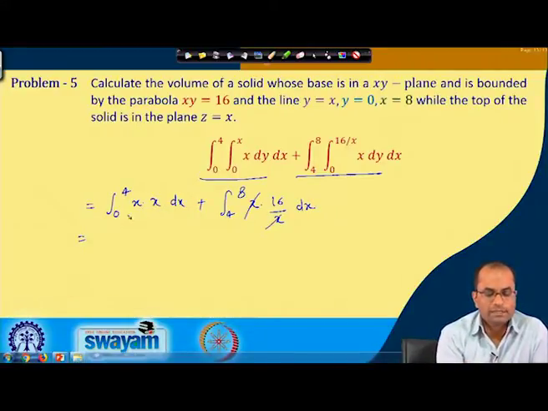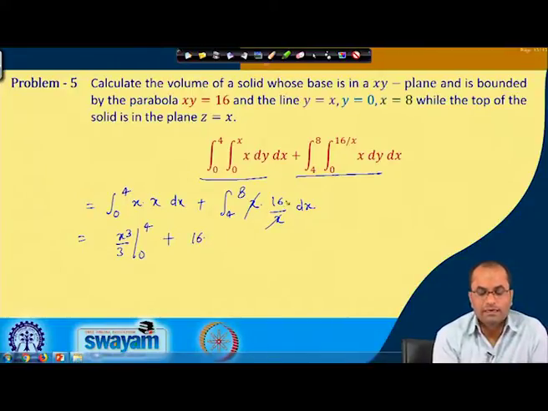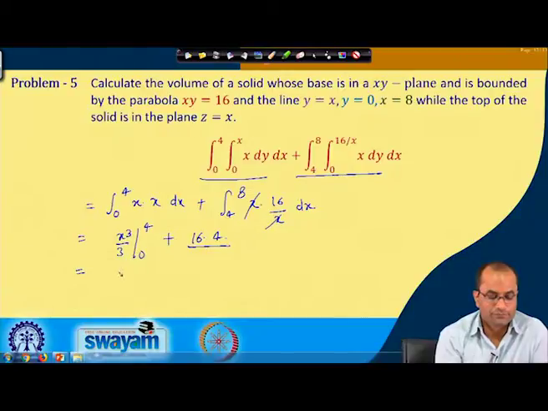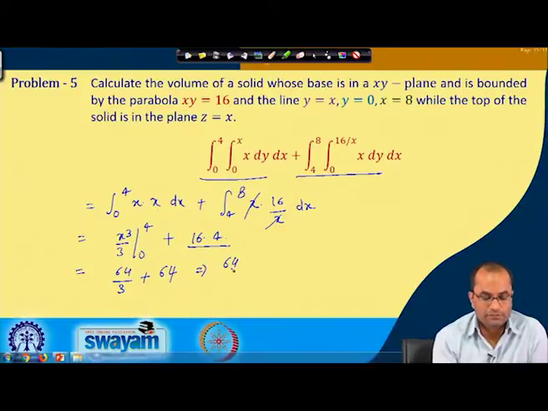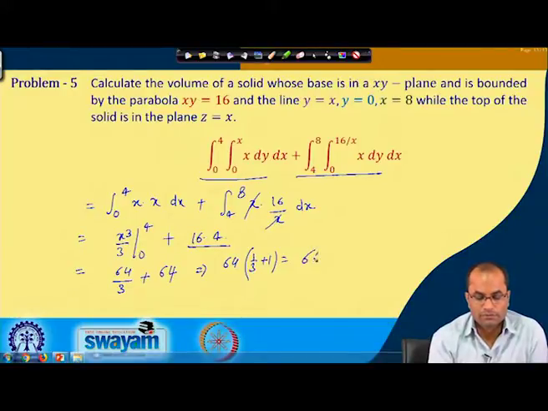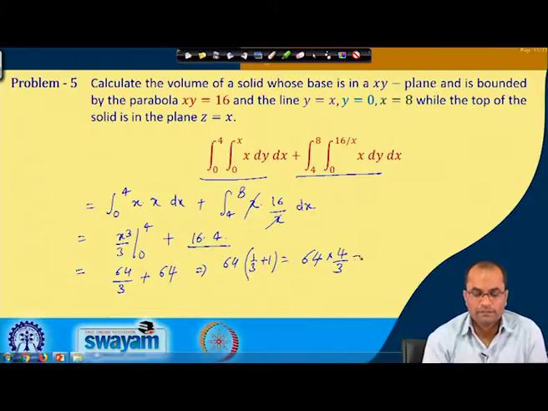The first one is x square, so we will get x cube by 3 with the limits 0 to 4, and then here we have 16 and then x, so 8 minus 4. So, we will get 4, the integral value there. So, here 64 by 3 plus 64. So, this is 64, if I take common, this is 1 by 3 plus 1. So, 64 into 4 by 3.